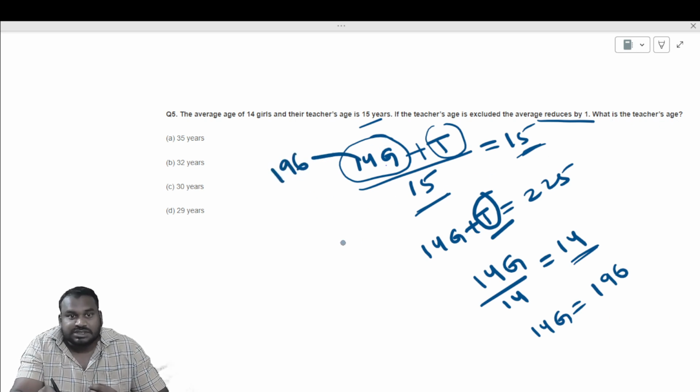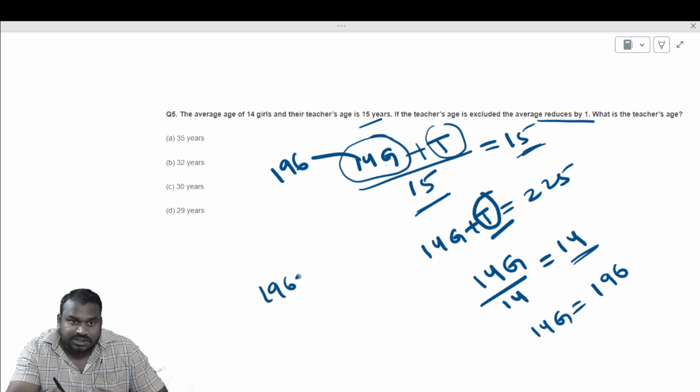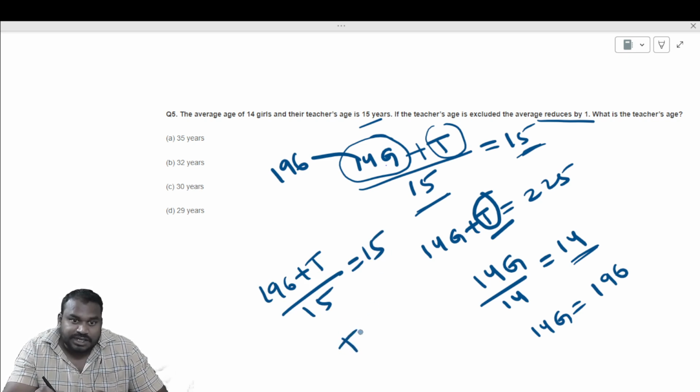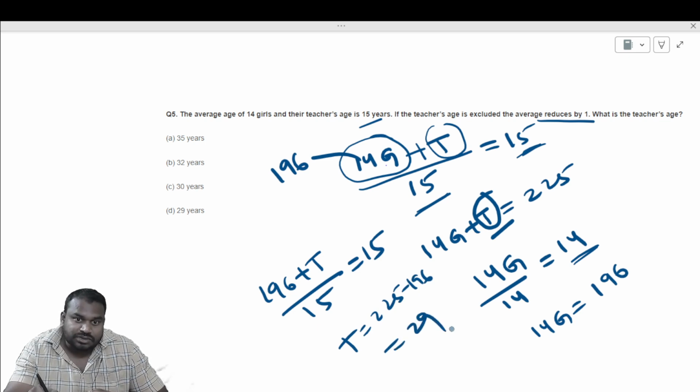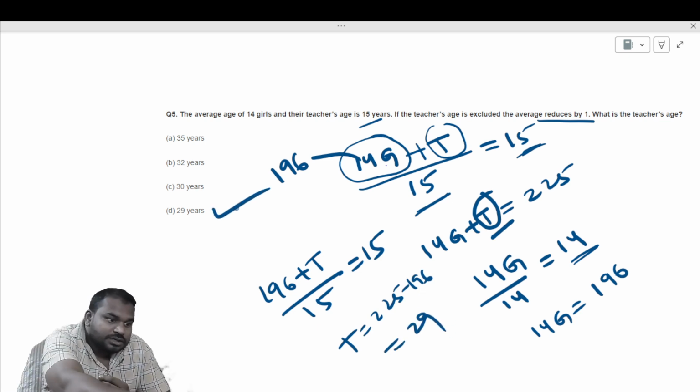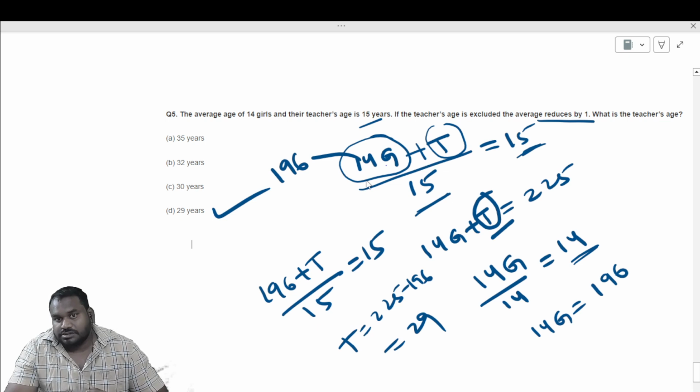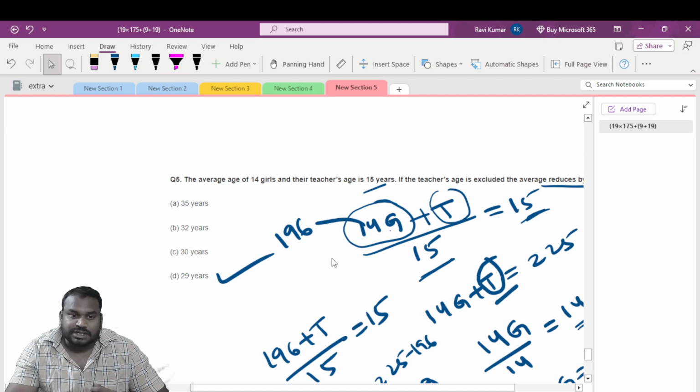And what is asked is the teacher's age. So 196 plus T divided by 15 is equal to 15, as we already know. So from this, T is equal to 225 minus 196. It's 29. You don't have to write all these things. Once you get the value of total girls' age as 196 and subtract it from 225, you get the correct answer.